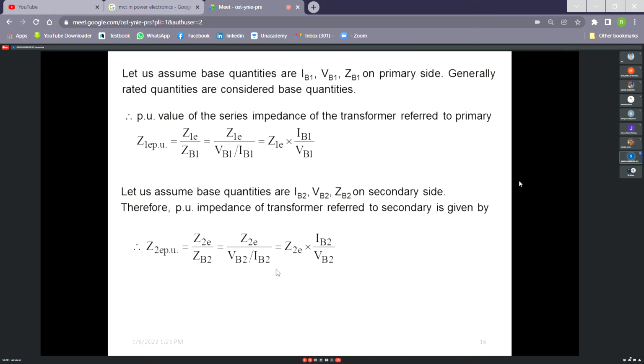Similarly, if we want to calculate Z2 per unit, then Z2 per unit will be Z2E into IB2 by VB2. Now you see, there is a relationship between currents and voltages in a transformer, which will be advantageous for us in the per unit representation. These are properties of the transformer that we are not imposing. MMF should be balanced, so N1 I1 equals N2 I2, and V1 by N1 equals V2 by N2. These are the basic relationships of voltage and current in a transformer.